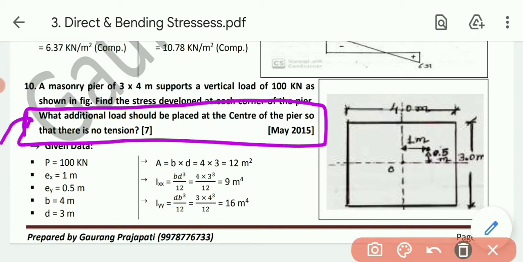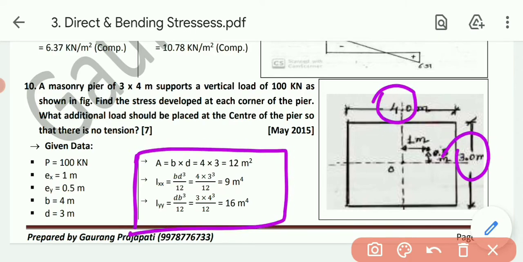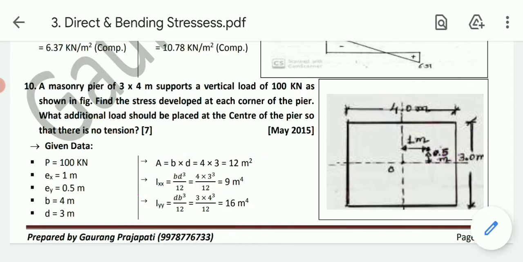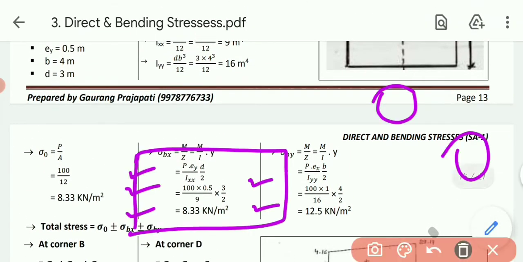As we were doing in the previous examples, first of all, area, Ixx, Iyy. Area of the rectangular section is 4 into 3, that is 12. Ixx is B D cube by 12, so 4 into 3 cube by 12, that is 9 meter to the 4. Iyy is D B cube by 12, 3 into 4 cube by 12, that is 16 meter to the 4. Clear?